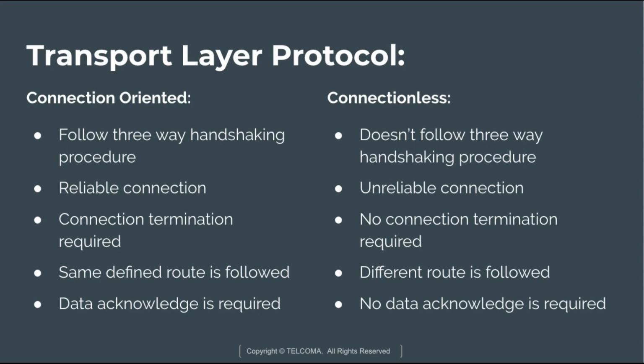In connection-oriented communication, the same defined route is followed, whereas in connectionless, a different route is followed. And in connection-oriented communication, data acknowledgement is required, whereas in connectionless, no data acknowledgement is required. So this is the difference between connection-oriented and connectionless communication. So this is all about the Transport Layer Protocol.